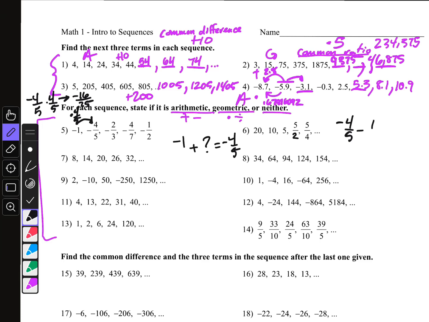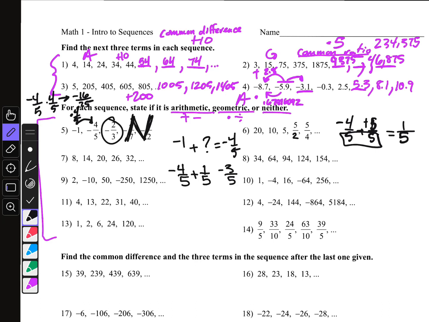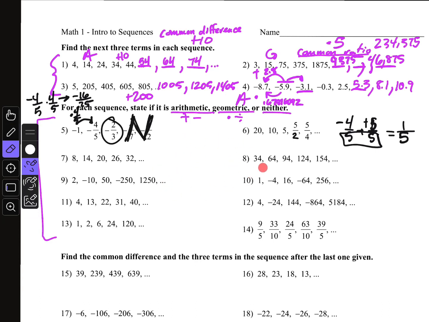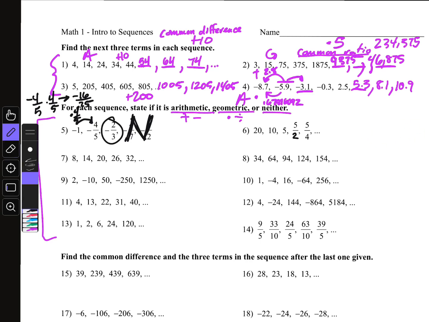So if I went -4/5 minus 1, well, that would be like 5/5, right? Common denominator would be 5. -4 minus a -5, that'd be like plus, that'd be 1/5. So if I take -4/5 and I add 1/5 to it, will I get -2/3? -4 plus 1 would give me -3, 5 stays the same, -3/5. So this guy is a big fat neither. And that was really tough to figure out, wasn't it? Those fraction ones can be kind of super crazy.